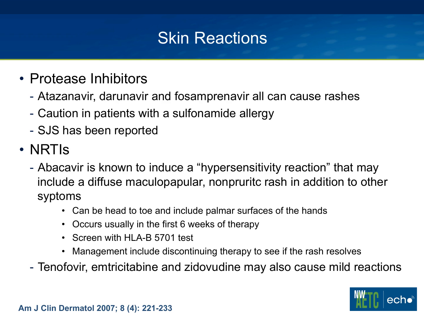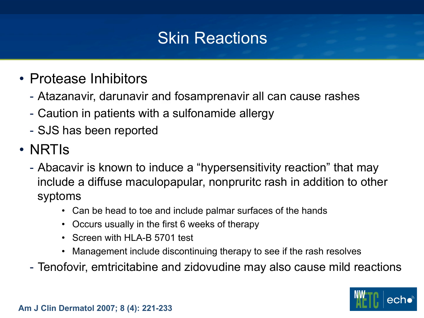And because of this, we can genetically screen with the HLA-B5701 test. This is recommended by the DHHS guidelines, that any patient projected to start abacavir be screened with this test, because if it is positive, then the patient has a greater likelihood of developing this reaction. If the patient does not have this genetic predisposition, then they have a much lower likelihood or risk of developing this type of hypersensitivity.